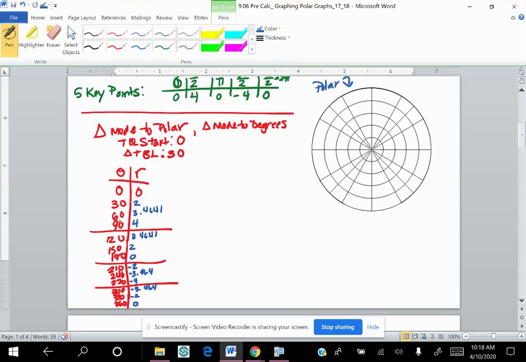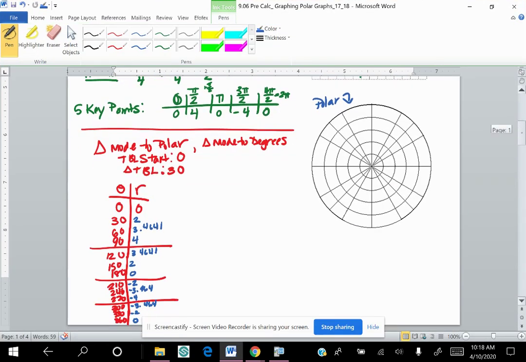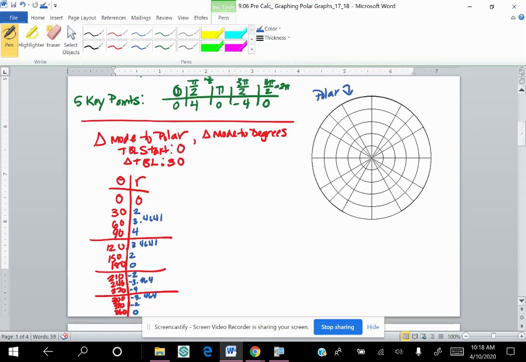Okay, so now we talked last class about how to plot these. So we're going to do the same thing. So we're plotting 0, 0, so that's going to be here. But the next one is a little different. So 30 degrees, and then we're going at R is 2. So we're going to find 30 degrees, which is right here. This is 30, 45, 60. So we find 30 degrees, and we're going to go 2 circles out. So 2 units out. And that's our next point.